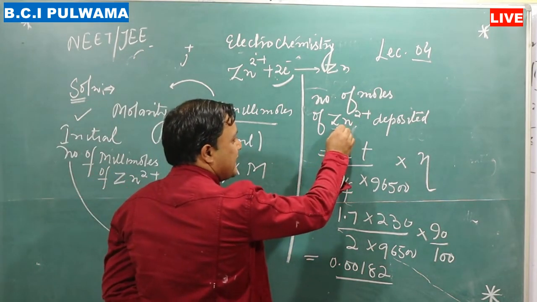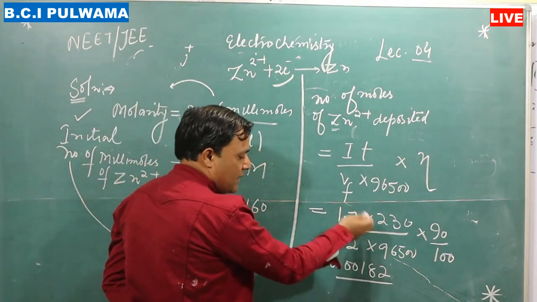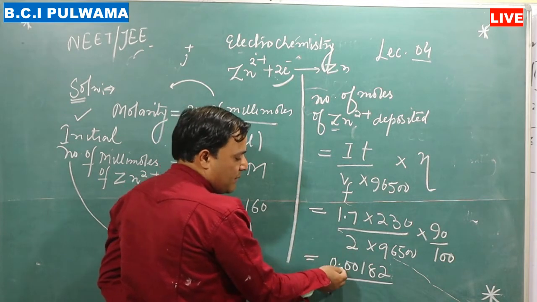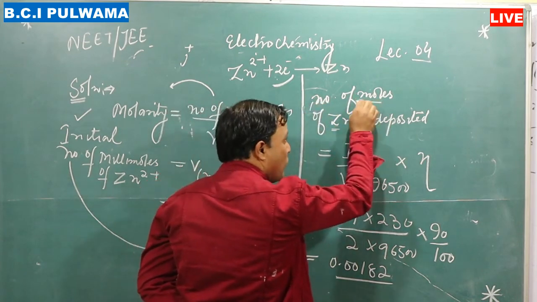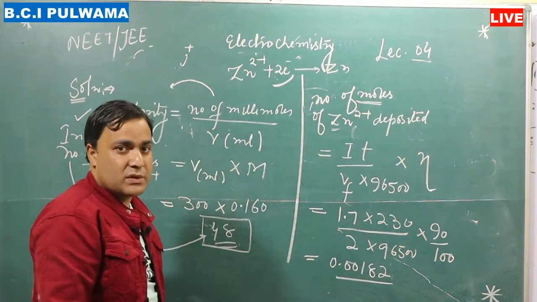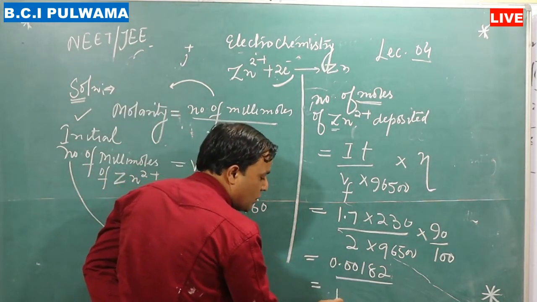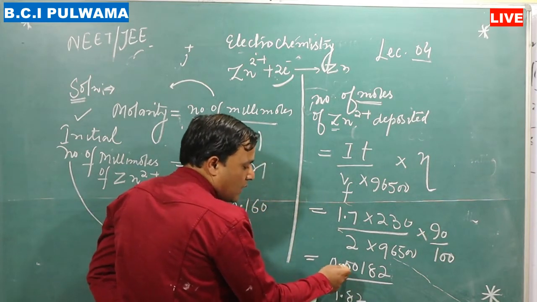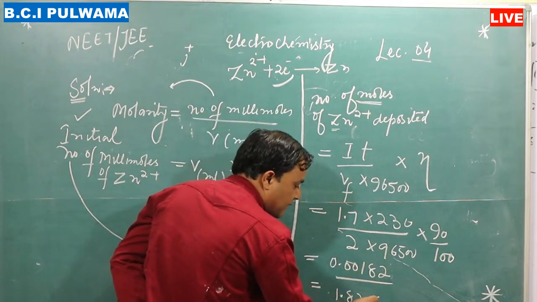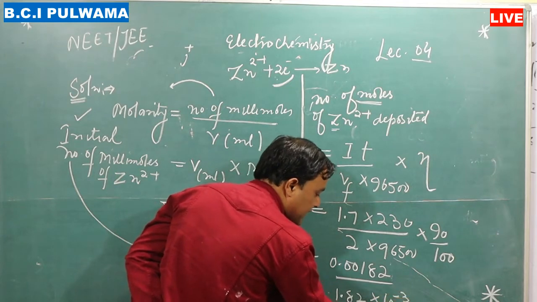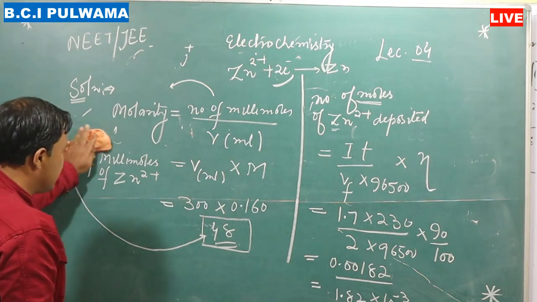Number of moles of Zn2+ ions that have been deposited on the cathode comes out to be 0.00182, by simple multiplication and division. But the important thing is that this is the number of moles, not the number of millimoles. Written without the decimal part, this is 1.82, so it can be multiplied by 10 to the power minus 3. This is the number of moles of Zn2+ ions that have been deposited.